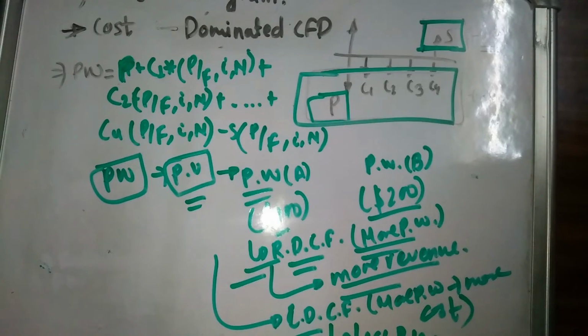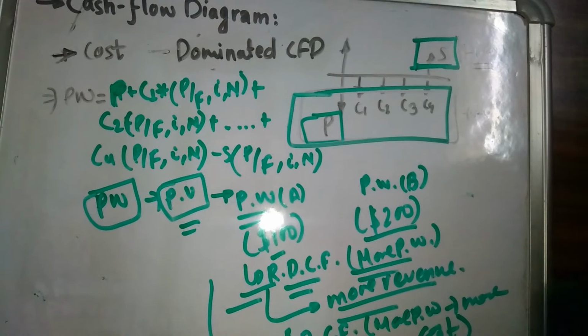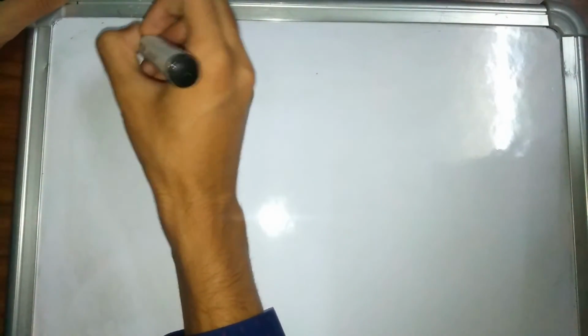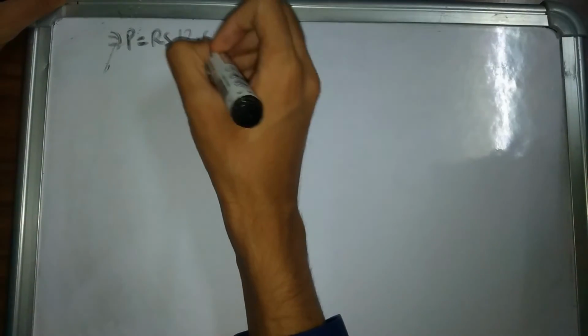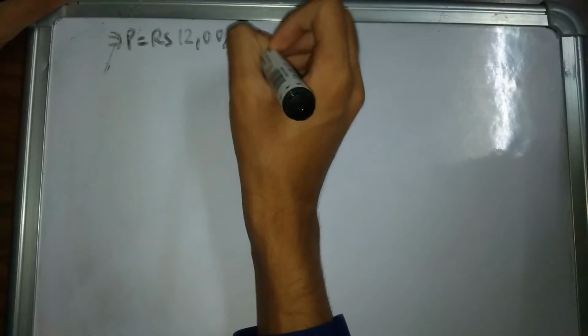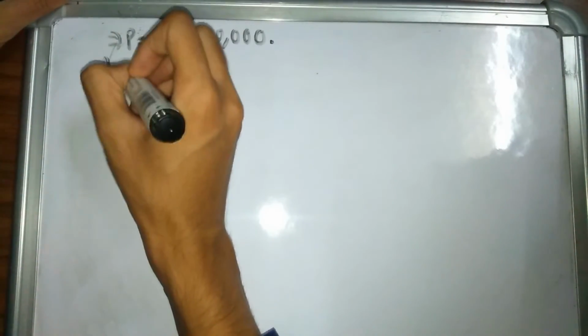So now let's focus on a numerical example to understand all of these concepts more clearly. Suppose we have an initial cost P equal to, let's say, Rs 12 lakhs. This is our initial cost, and we have annual revenue.